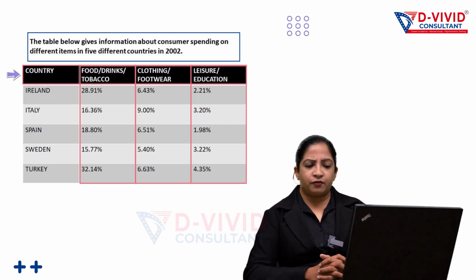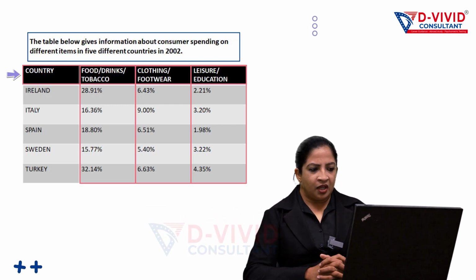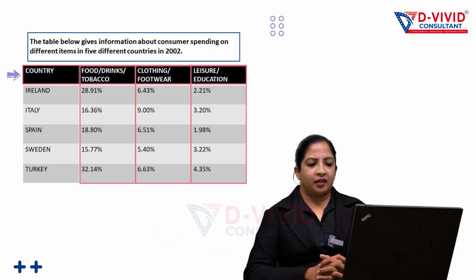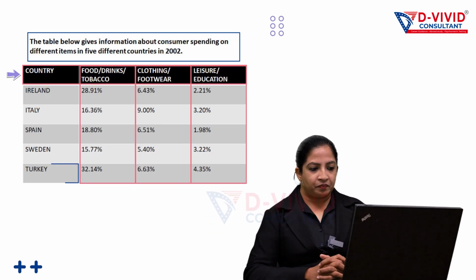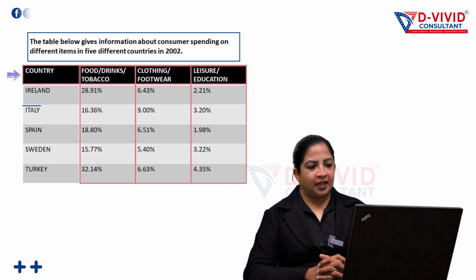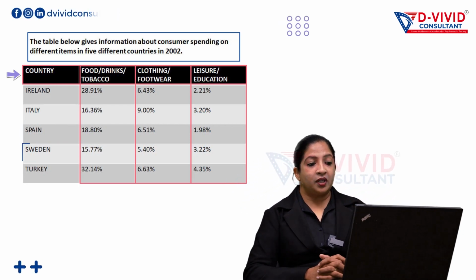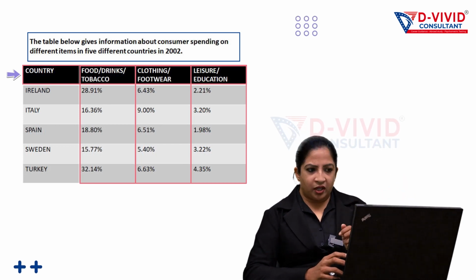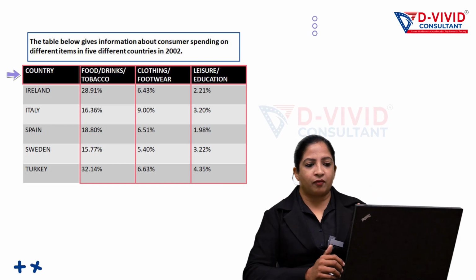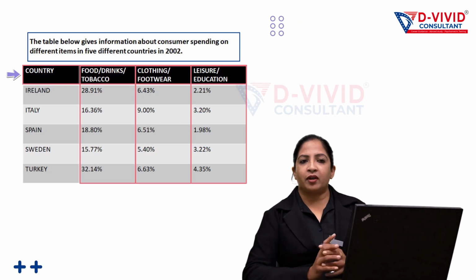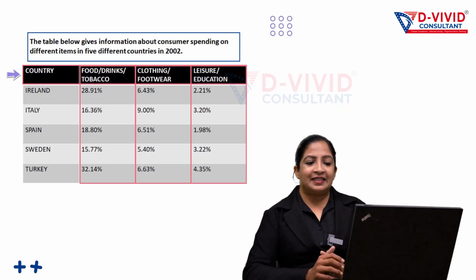Okay, let's move further and observe them. Can you tell me, under food, drinks and tobacco, which country is spending the most? Yes, it's Turkey. Then comes Ireland, then Spain, Italy, and last comes Sweden. So how am I going to explain? Am I going to explain from country to country, or am I going to take the categories one after another, like food, drinks, tobacco, then move to clothing and footwear? How am I going to explain? Further, let's see the data.